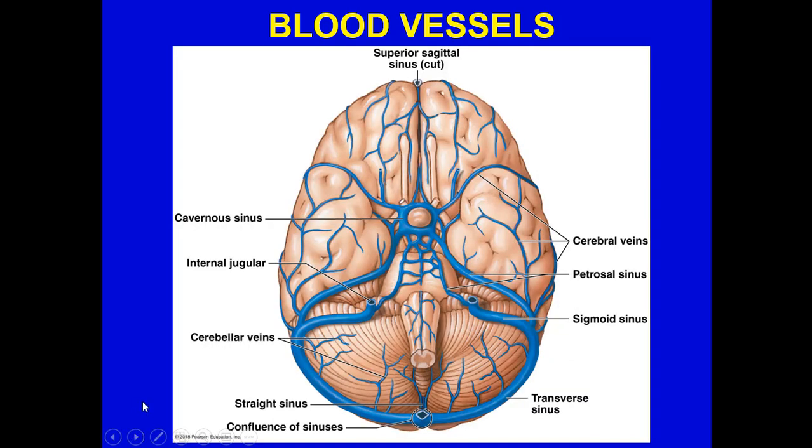When you take a look at this from the underside, you see the superior sagittal sinus is cut. You have the cerebral veins here, here, here. The petrosal sinuses here and here. The sigmoid sinus here. This is a transverse sinus here. The confluence of them all is sort of in the back, okay? But it is below the cerebellum. You have the cerebellar veins here and here. And you have the internal jugular here. And you have one here, okay? And this is the cavernosus sinus right here.